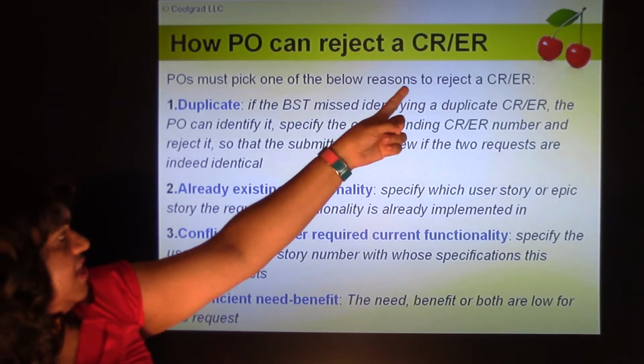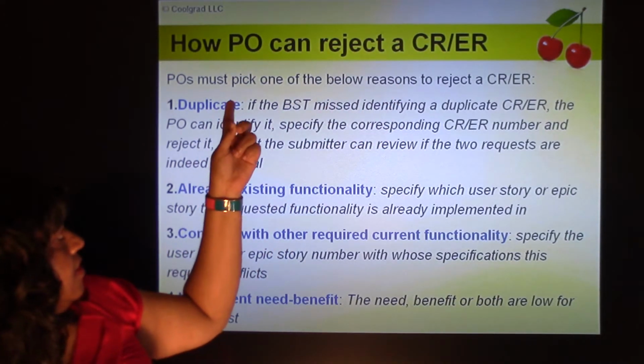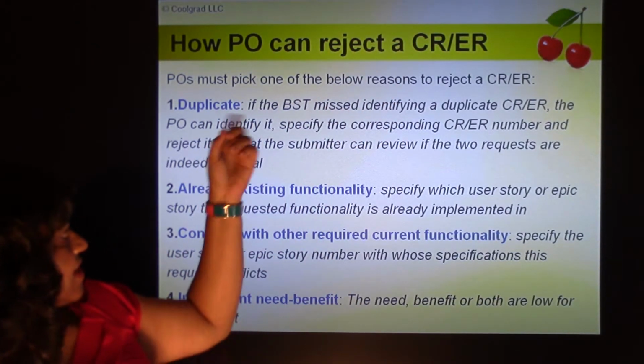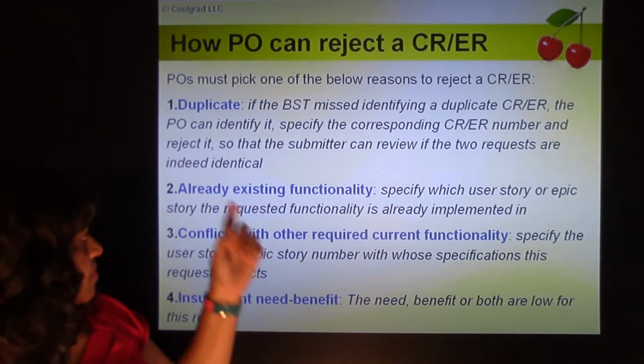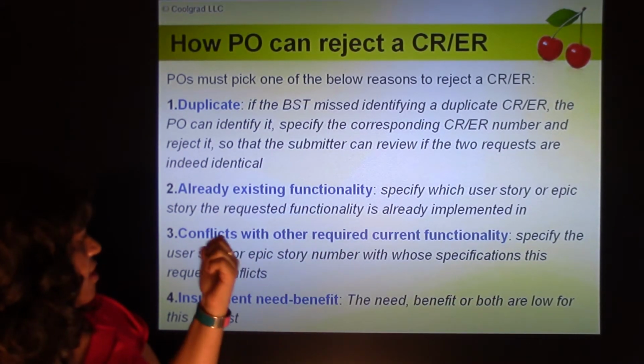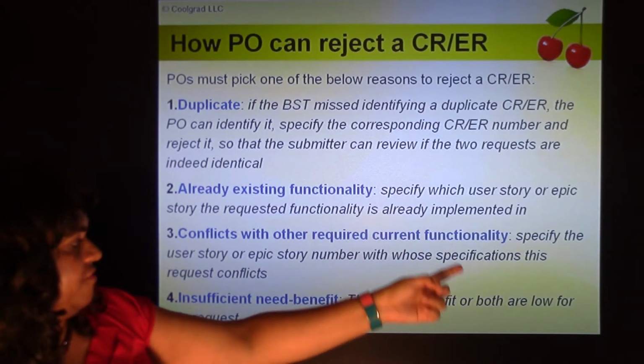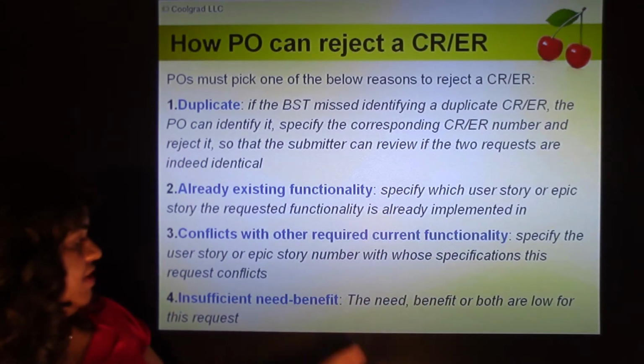How can the PO reject a CR or ER? So we went over some of these. It's either a duplicate, which the BST missed, already existing functionality, conflicts with other required current functionality, insufficient need or benefit.